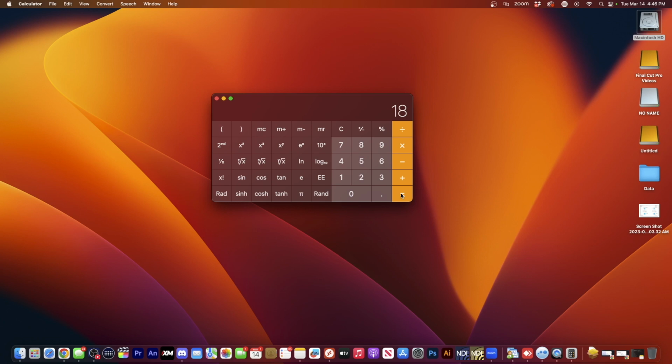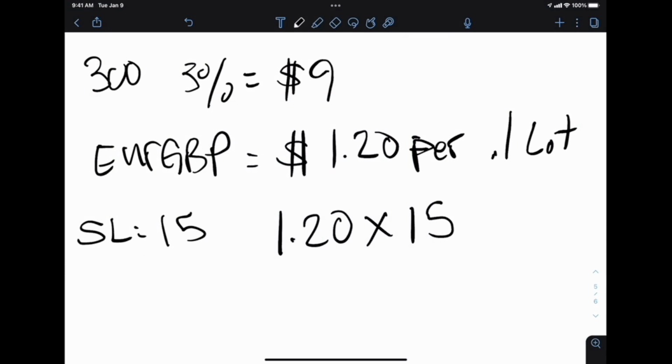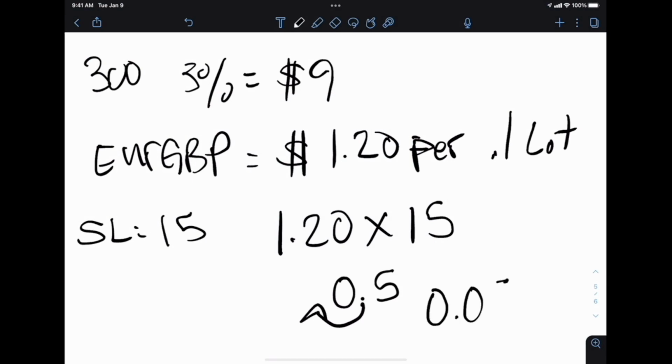Okay, so now what we want to do is say 9 divided by 18 equals 0.5. Okay, go back to our iPad. We came up with a 0.5. So basically we want to move our decimal. 0.05 is our lot for 15 pips.